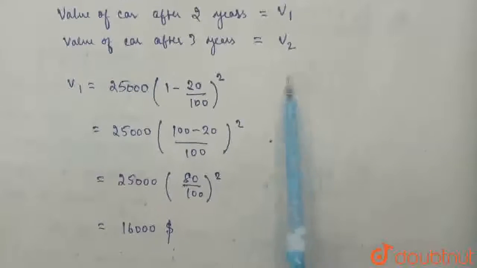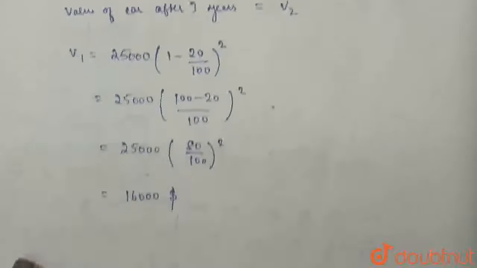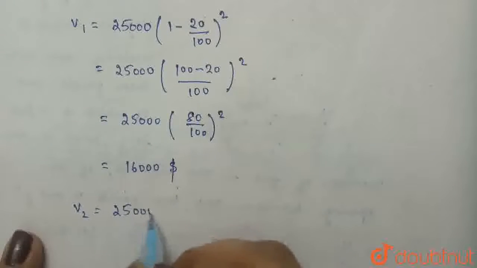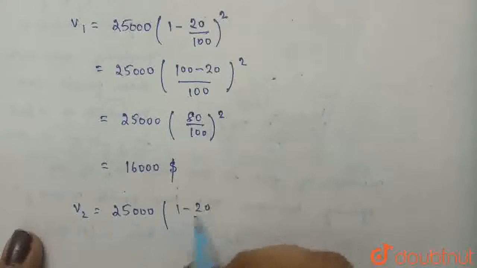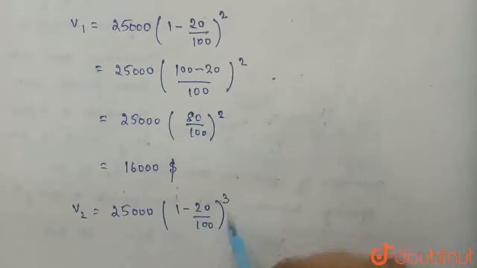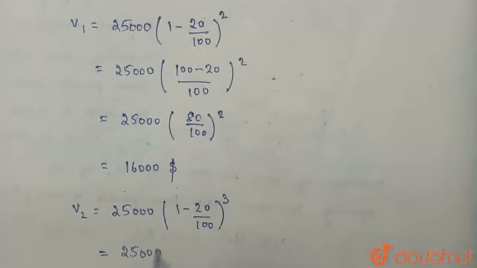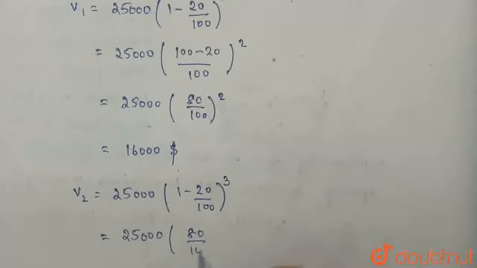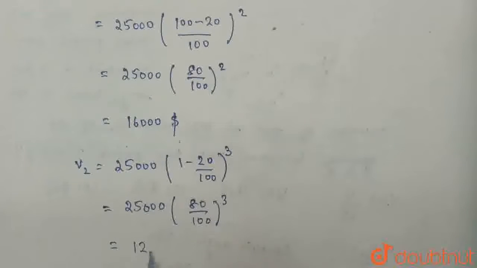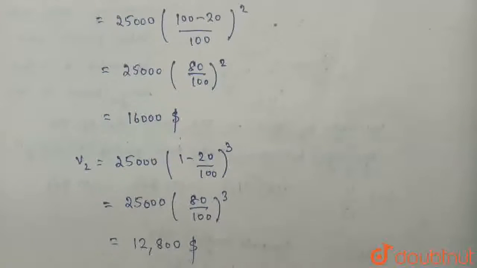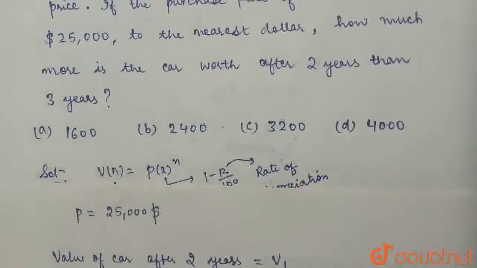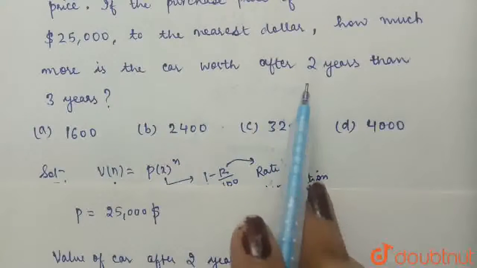Now we will calculate V2, that is the value of the car after 3 years. For calculating V2, we'll use the same expression, that is 25,000 multiplied by (1 minus 20 upon 100), and now the time is 3 years, so raised to power 3, which is equal to 25,000 multiplied by (80 upon 100) raised to power 3. After solving this, we will get $12,800.